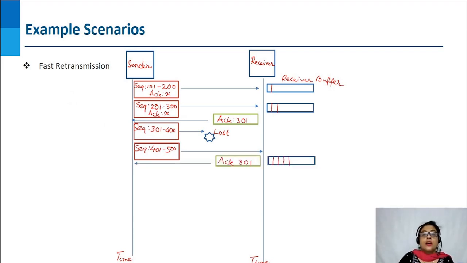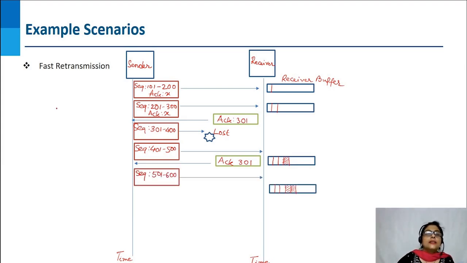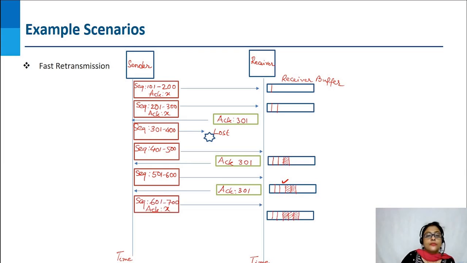It reaches the receiver. Receiver will keep it as it is. So it will again send acknowledgement 301 because it has not received 301. And this will be the out of order segment with a gap. The sender will again send 501 to 600. The receiver keeps on increasing the out of order segments because it has not received the third chunk of data as yet. It will again send acknowledgement 301, indicating that it has not received that particular segment.